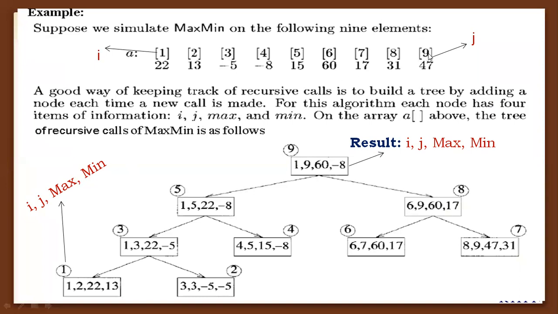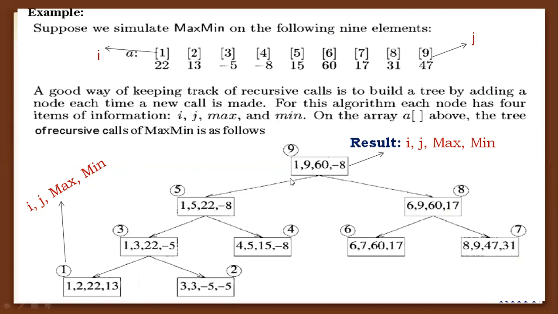The array size is 9. There are 9 elements in the array. The array index starts from 1 and ends with 9. So there are 9 elements placed in the given array. Here, in each and every iteration of this algorithm, each node has 4 items. Each node we need to bear with 4 items, namely i, j, max and min. So consider this is a node.